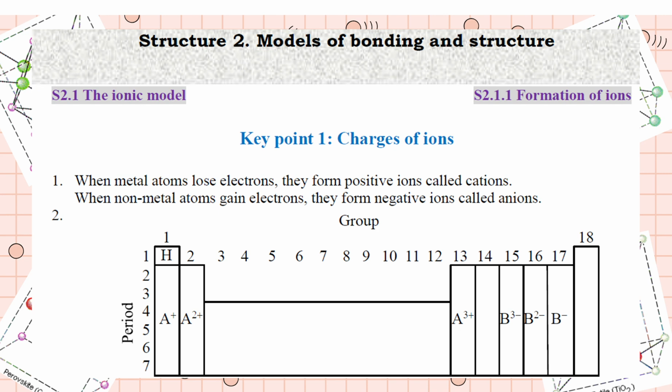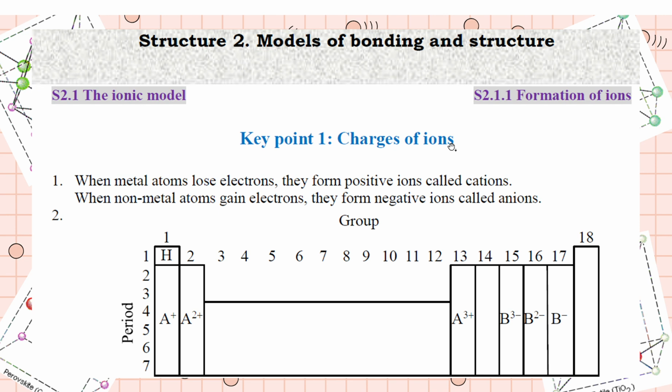So we are on structural tools, models of bonding and structures. And the first one we encounter is S2.1, the ionic model. First of all, about ionic compounds, we talk about how ions are formed. So, charge of ions.